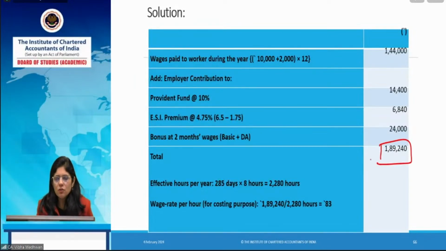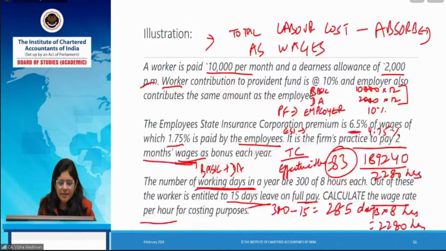So this is the total, and this is the answer we have calculated. The solution is also given to us. So take a note of the fresh question. Srinivasan, it's very clear from this question that you have to calculate the wage rate per hour for costing purposes.